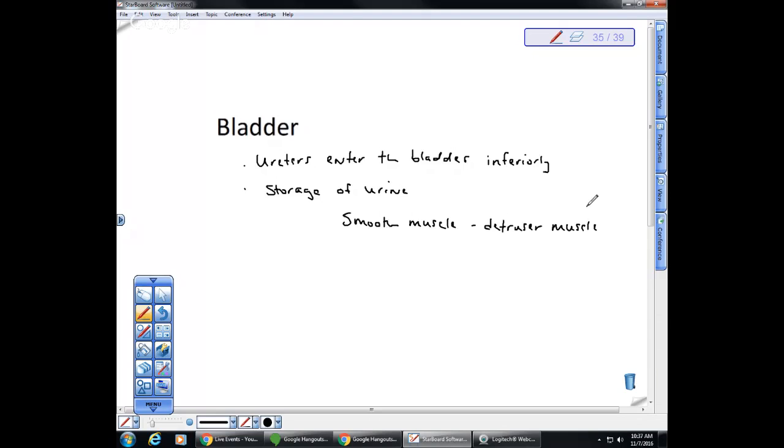That would cause the bladder to spasm? Yes, that would cause the bladder to spasm. You know, I don't have that written down. Does that look right to you guys from lab?